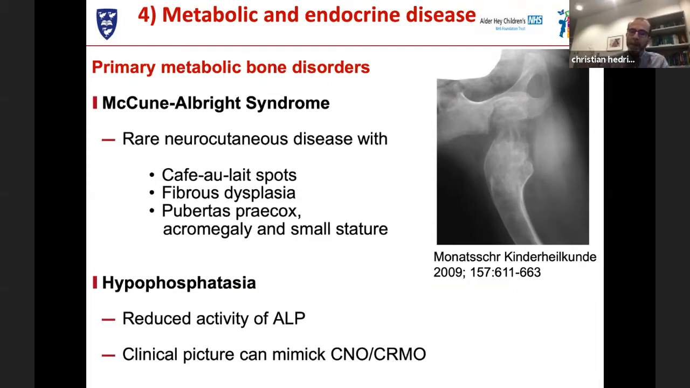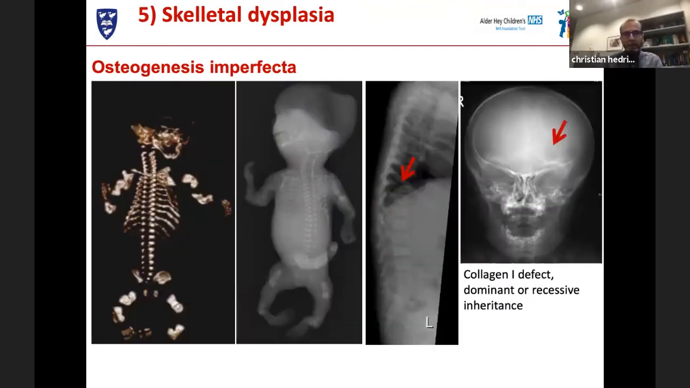patients who only show the clinical picture of chronic non-bacterial osteomyelitis or CRMO with diffuse bone pain and pictures similar to the scurvy patient previously. So this is why we test alkaline phosphatase in all patients suspected to have CRMO, and if they are low for age or lower than the normal range across age groups, we definitely need to consider hypophosphatasia.